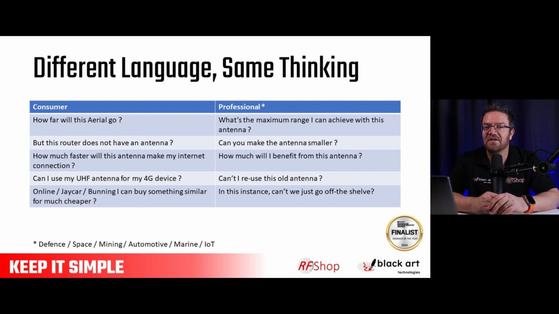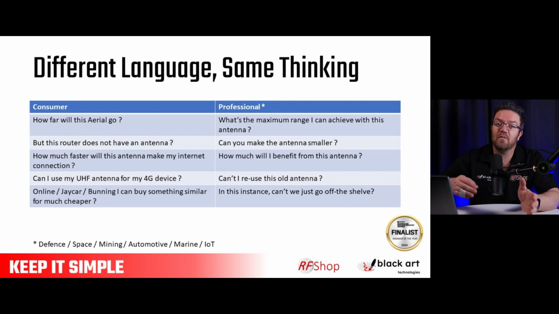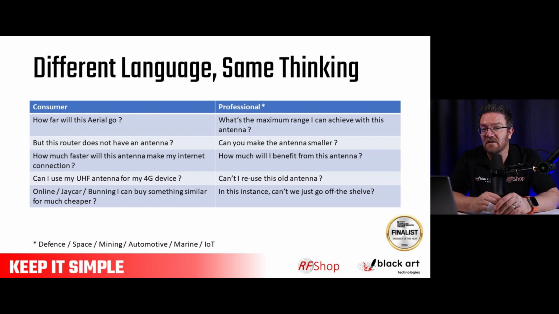Same with all the other questions I have on the list there. This router doesn't have an antenna, why would I care? The next one: but you need to make it smaller. So we see so many things getting smaller, hence it's the same problem. How much faster will this make my internet go? Which is the same question. How does it benefit? Can I use my UHF antenna for my 4G? It's a fair question. If you have products like the antennas we get on the bull bars, they look the same, one and the other. So it's a problem that you rightfully do have, that if you can't see the label, the things look the same. So that makes it very confusing.